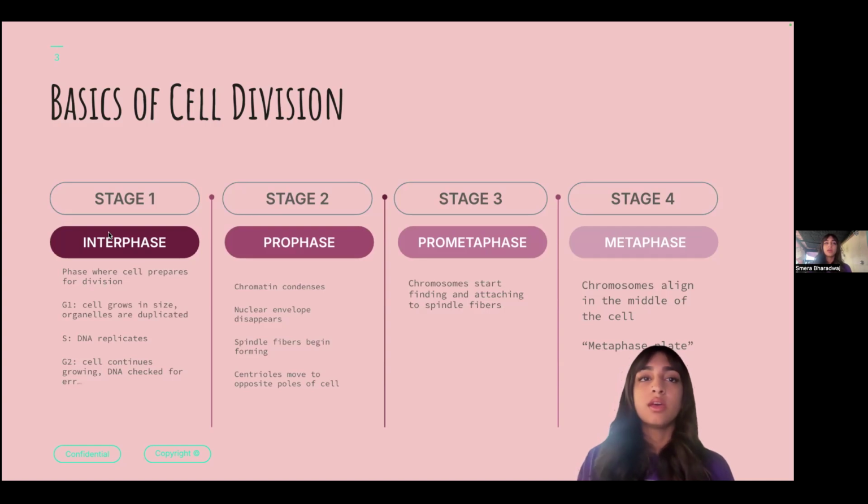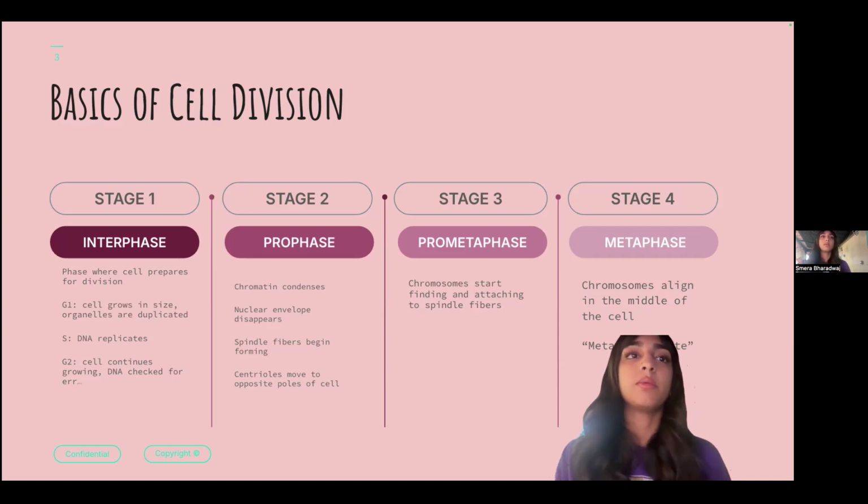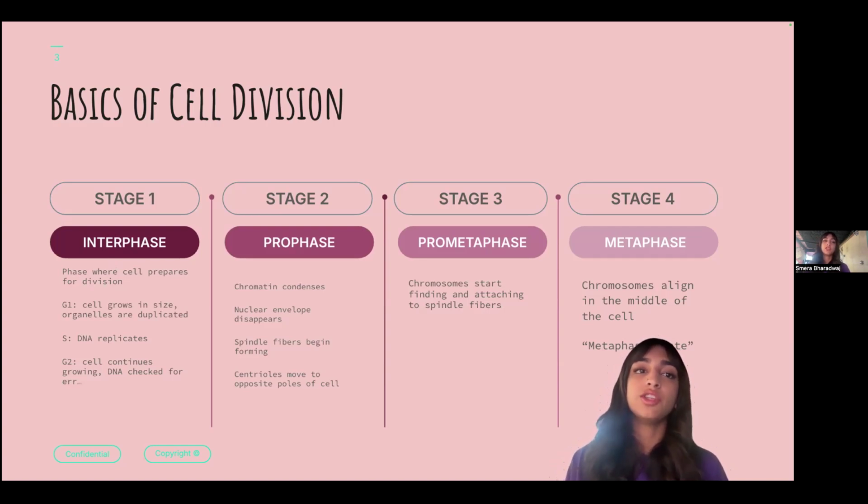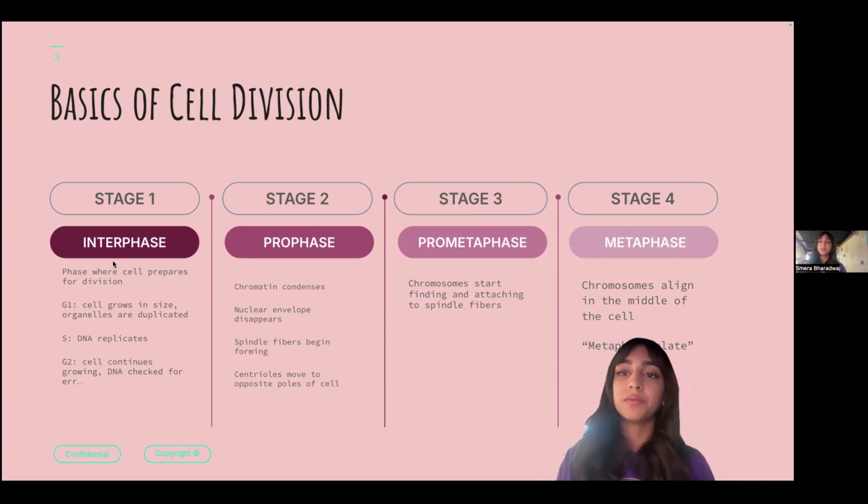Stage 1. This is the phase where cells prepare for division. There's the G1 phase, where cells grow in size and organelles are duplicated. There's the S phase, where DNA replicates. Then we have the G2 phase, where cells continue growing and the DNA checks for errors. Next, let's go to stage 2.